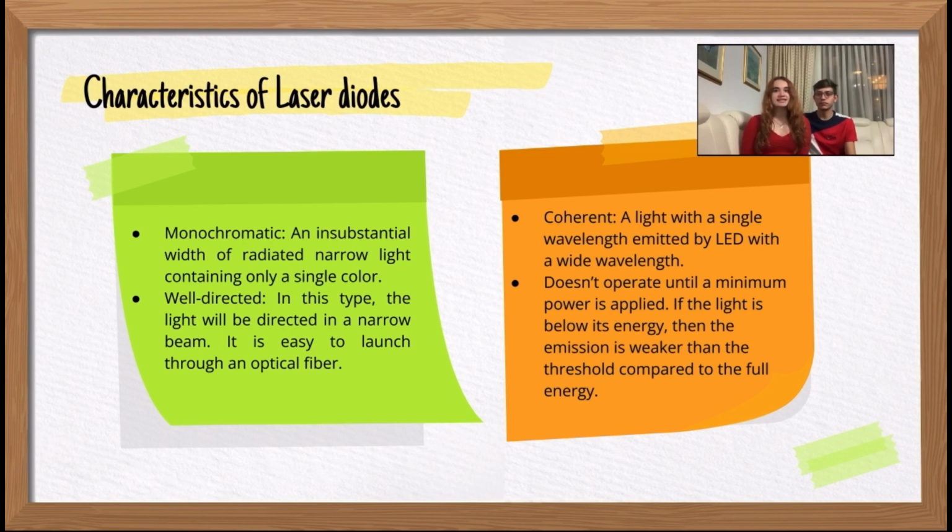Coherent, a light with a single wavelength, compared to that emitted by an LED with a wide wavelength. It doesn't operate until a minimum power is applied. If the light is below this energy, then the emission is weaker than the threshold compared to the full energy.